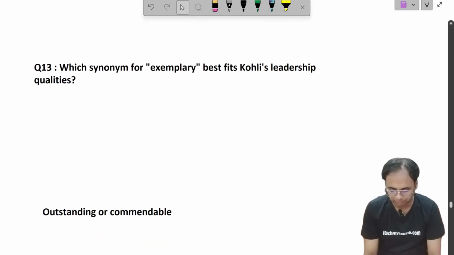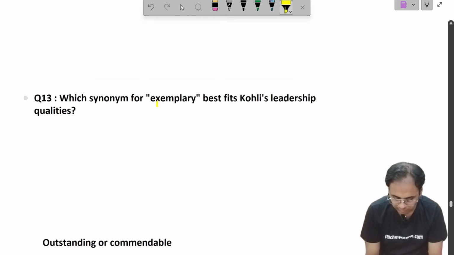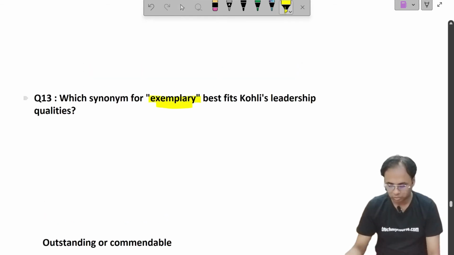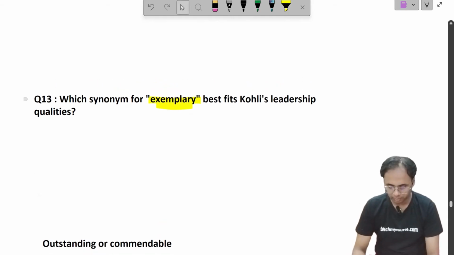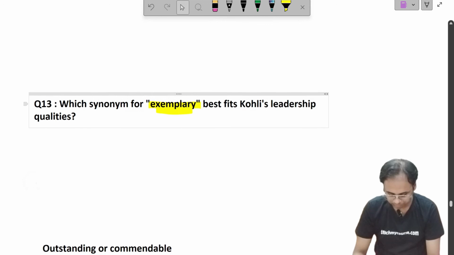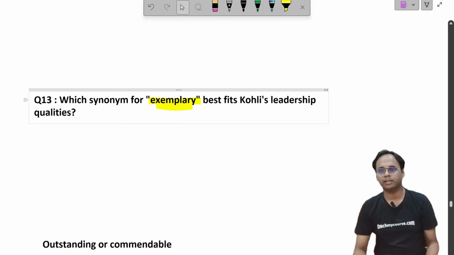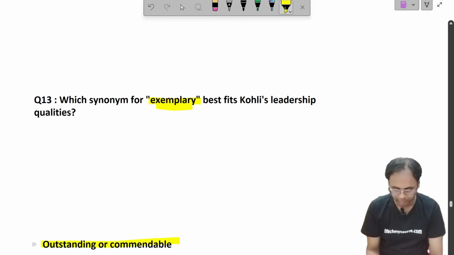Which synonym for exemplary best fits Virat Kohli's leadership qualities? Exemplary means outstanding or commendable, for which we can give the example of Virat Kohli. So it is outstanding or commendable.